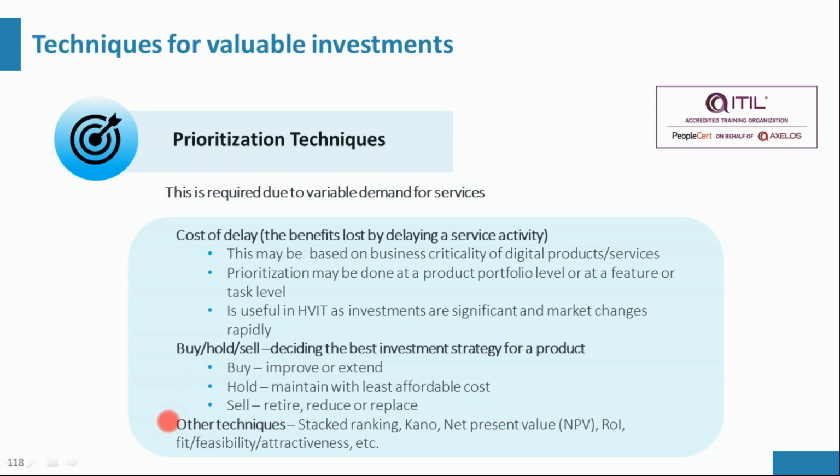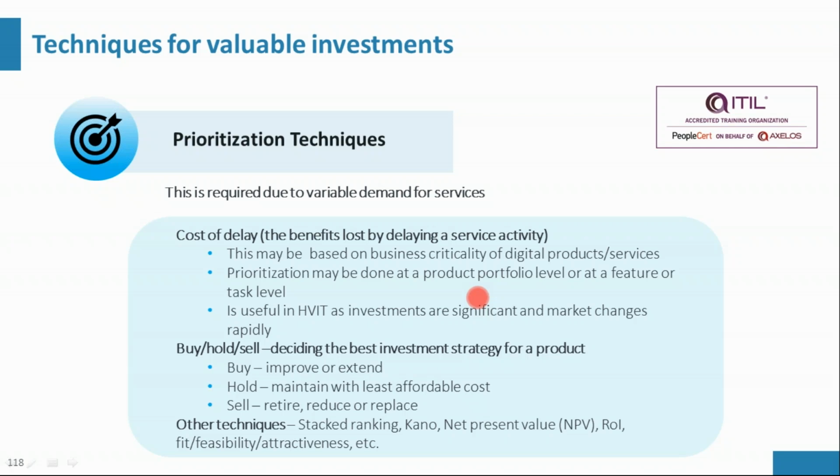There are other techniques like stacked ranking, Kano model, net present value, ROI (return on investment), fit, feasibility, attractiveness, etc. Though we don't have to know all this for the exam, stacked ranking usually happens in organizations where we force employees into specific performance ratings. We will say that only 10 people can come in the topmost rating. We need to have about 30% of the staff in the bottommost ratings. So it's like a stacked ranking.